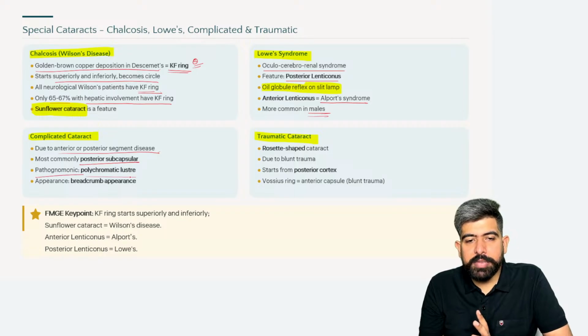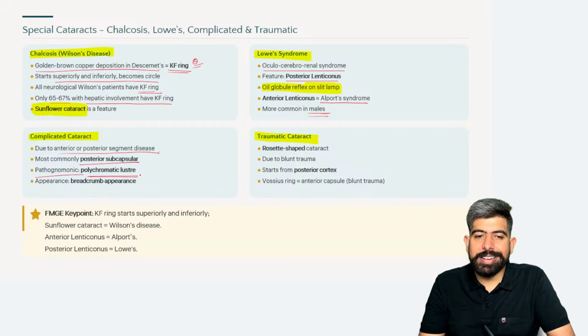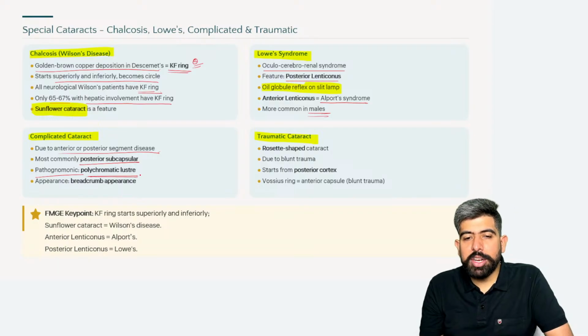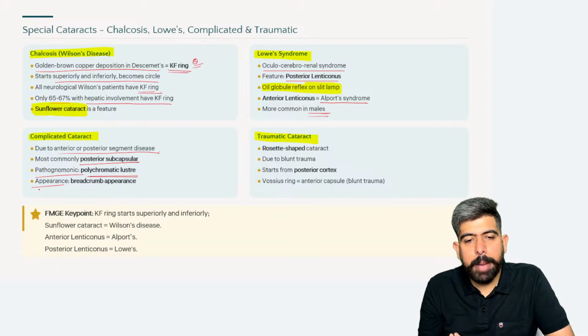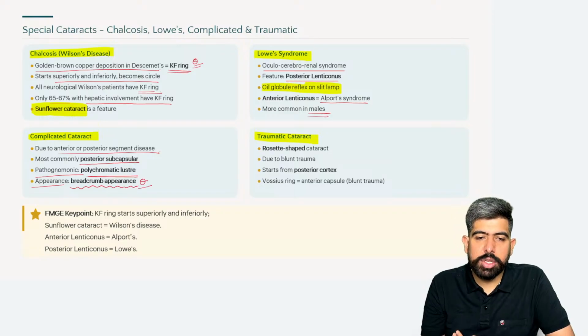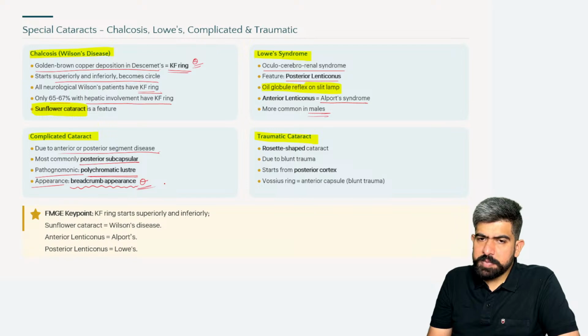What is the pathognomonic feature? It has a polychromatic luster. We are going to see polychromatic lusters on the lens, and the appearance is the bread-crumb appearance. This is also your MCQ, right?